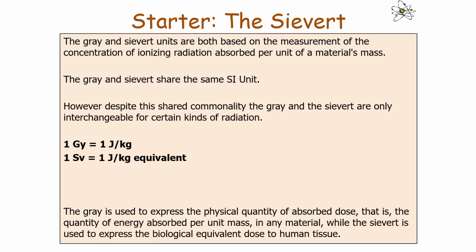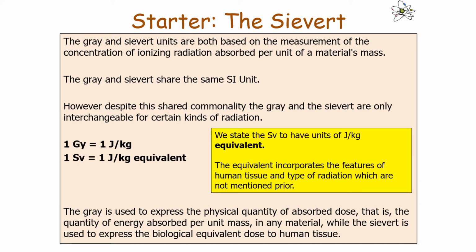So the Gray and the Sievert units are both based on the measurement of the concentration of ionizing radiation absorbed per unit of a material's mass. So therefore this means that the Gray and the Sievert will share the same SI unit. However, despite this commonality, the Sievert and the Gray are only interchangeable for certain kinds of radiation. Now we state that the Sievert has the units of joules per kilogram equivalent because the equivalent incorporates the features of human tissue and the type of radiation which haven't been mentioned prior to this.